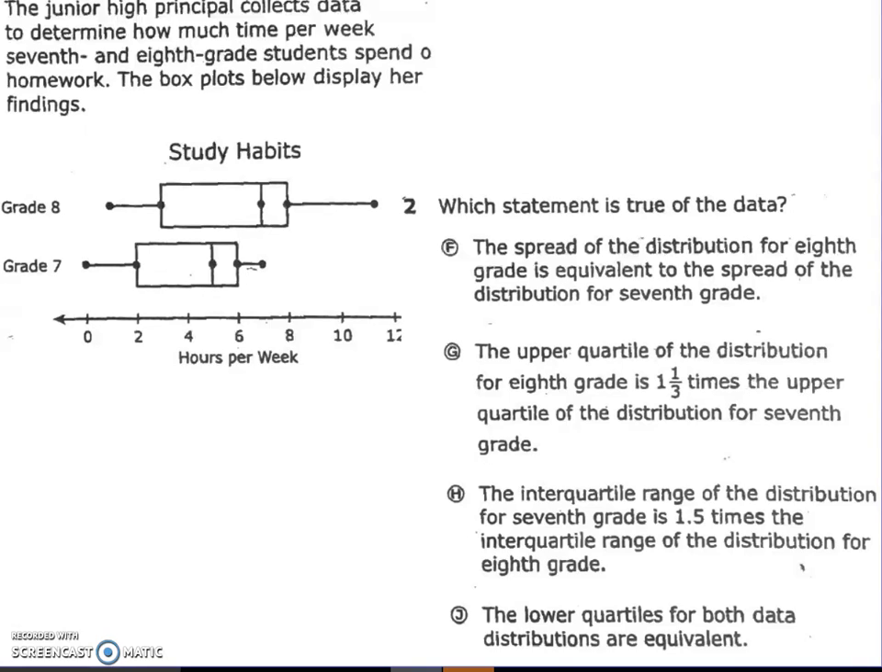Okay, it says, which statement is true about the data? The spread of the data distribution for 8th grade is equivalent to the spread of the distribution for 7th grade. We have 11 minus 1 is 10. Alright, this one is 7. 7 minus 0 is 7. So, are they equivalent? No.